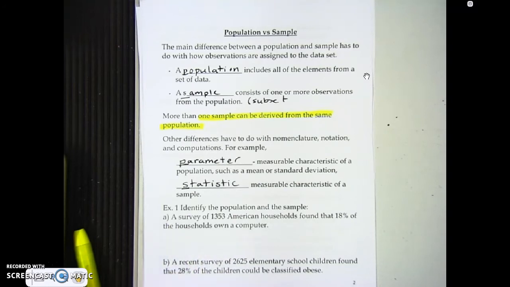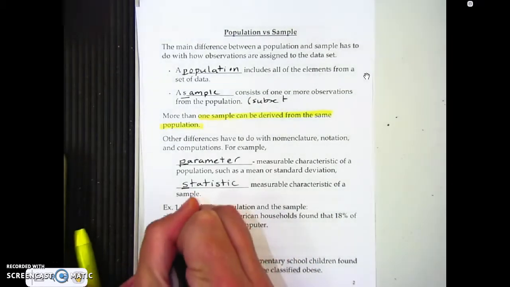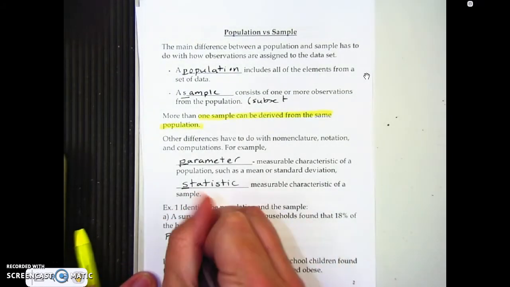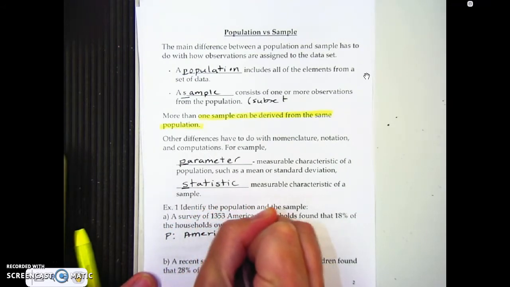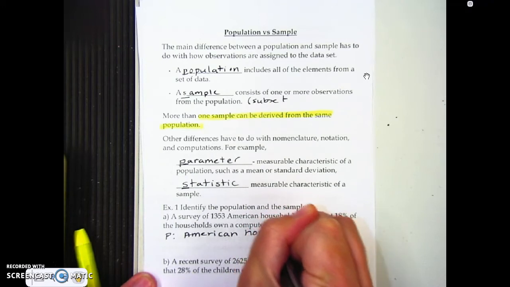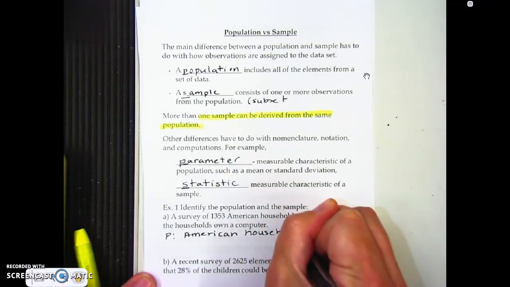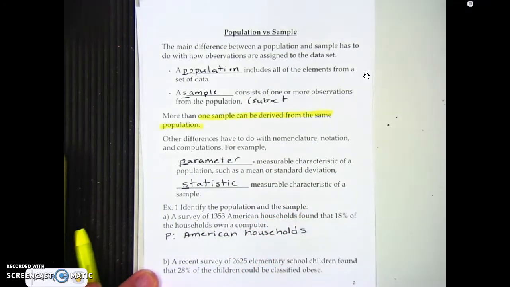Example 1, part A, says a survey of 1,353 American households found that 18% of the households own a computer. First of all, the population is going to be the whole group that you want to learn about. So the population in this case is going to be American households. That's the whole group that we're trying to learn about.